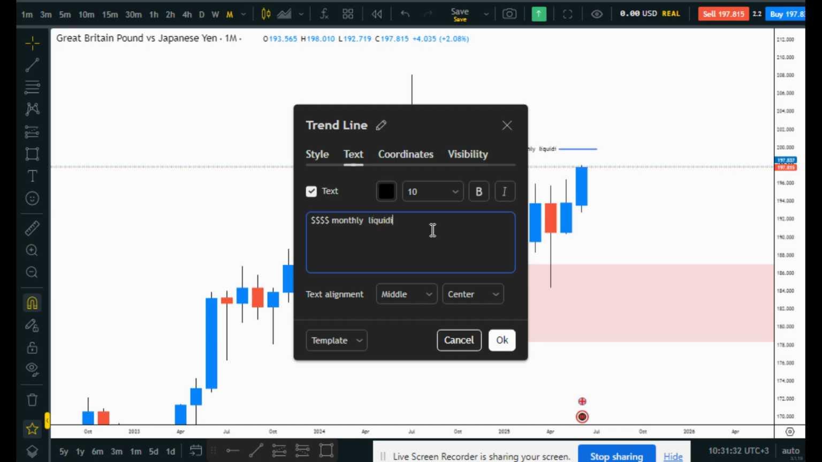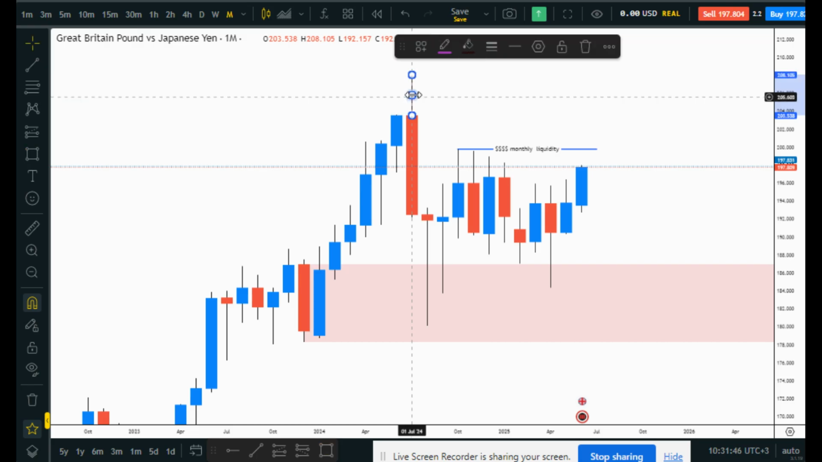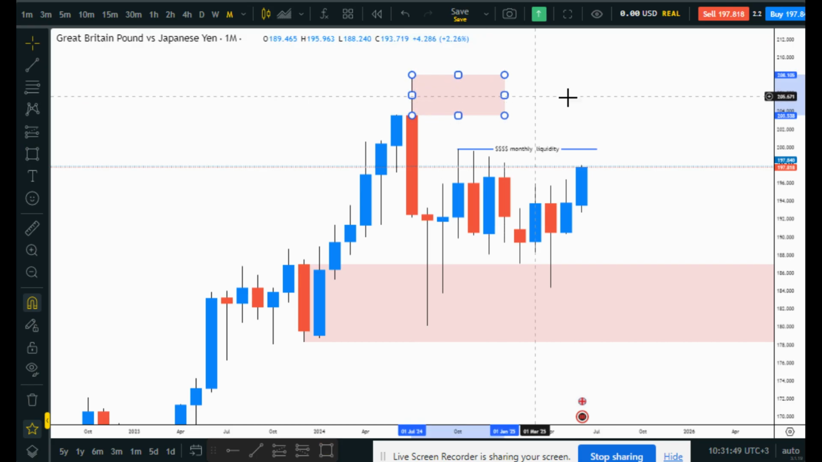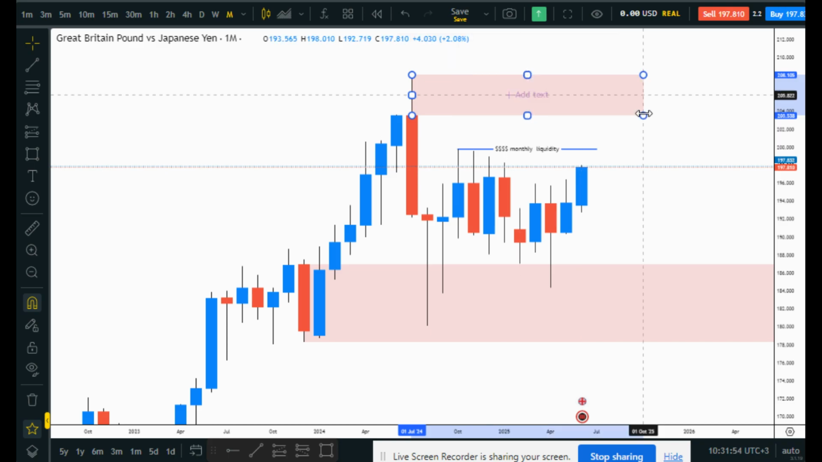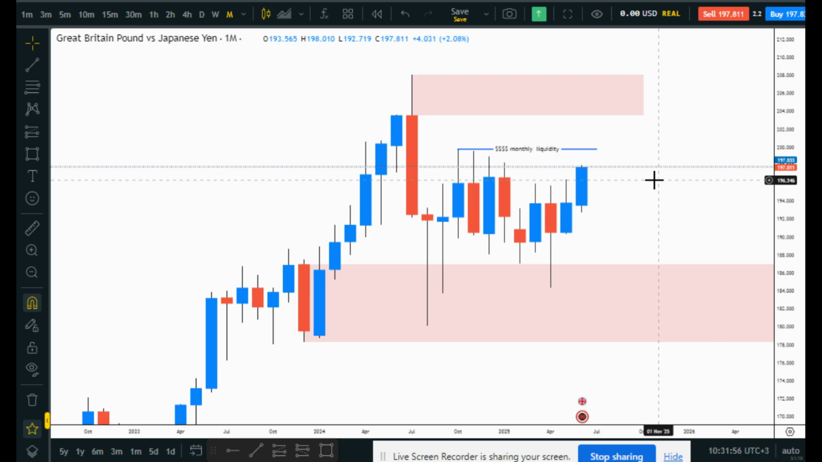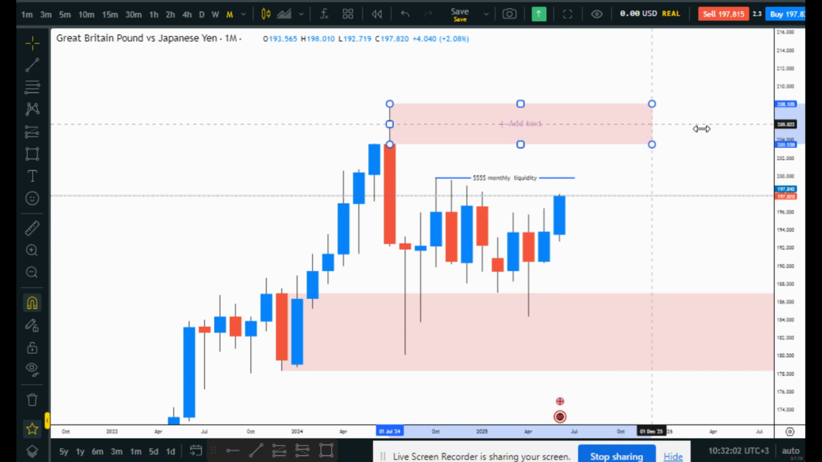Okay. So after knowing the monthly liquidity area, we need to spot the supply zone, which is right from here. This is the supply zone area. Right from there is the supply area. So as you can see, we did have a demand and a supply.